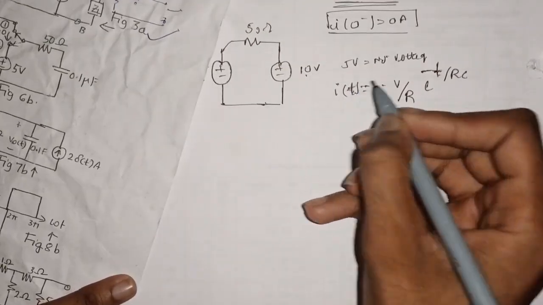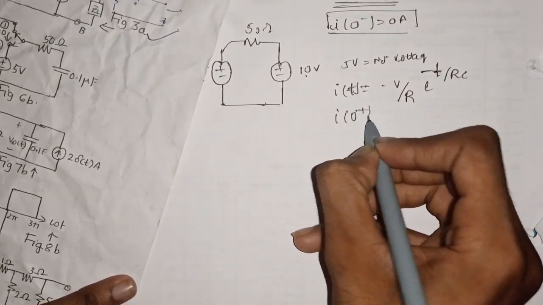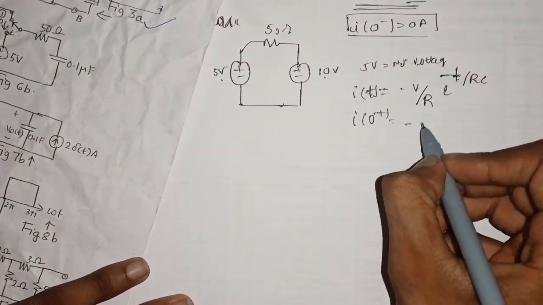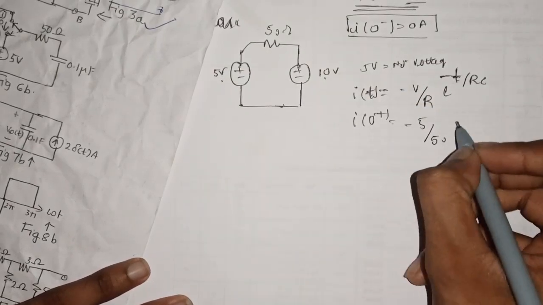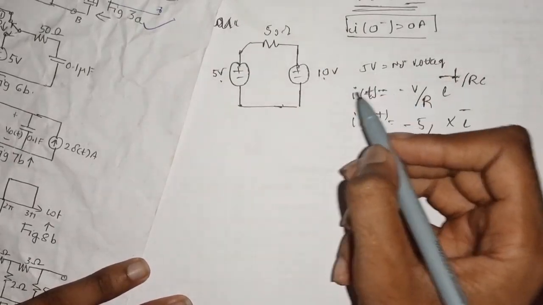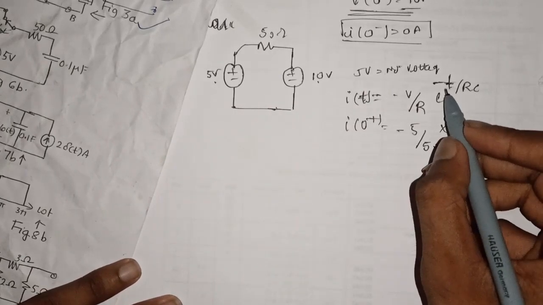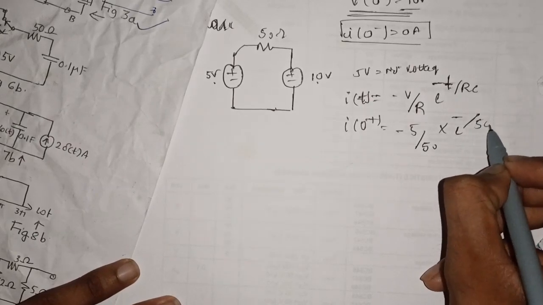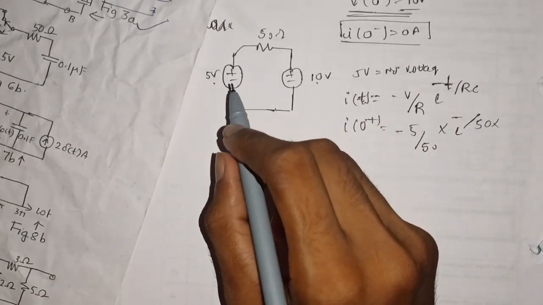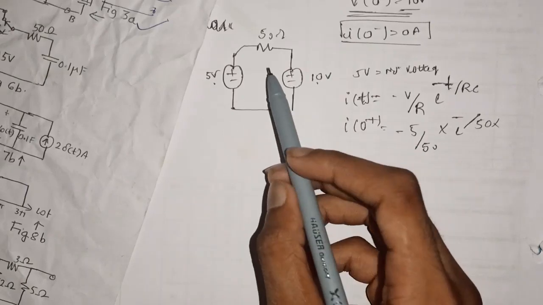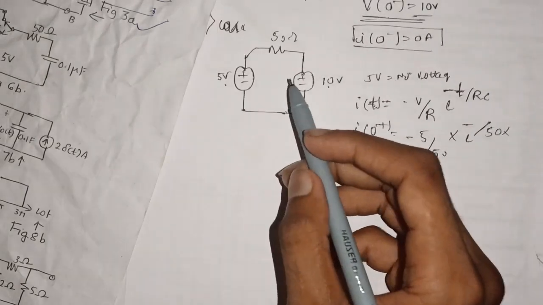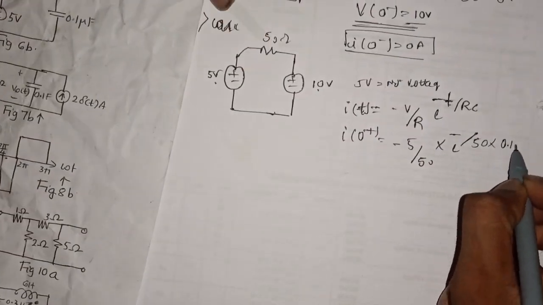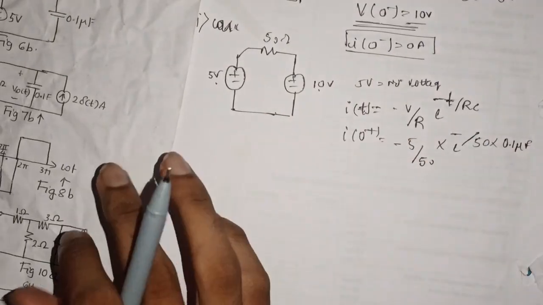So since we want it at 0 plus, it will be minus V by R, the net voltage due to 5 and 10 is obviously 5 volts, divided by the resistance, 50 ohm, into e to the power of minus t, what is your time value? Let it be as it is, and R into C, the R value is 50 multiplied by C. Your C value is the capacitance, which is given as 0.1 microfarad.